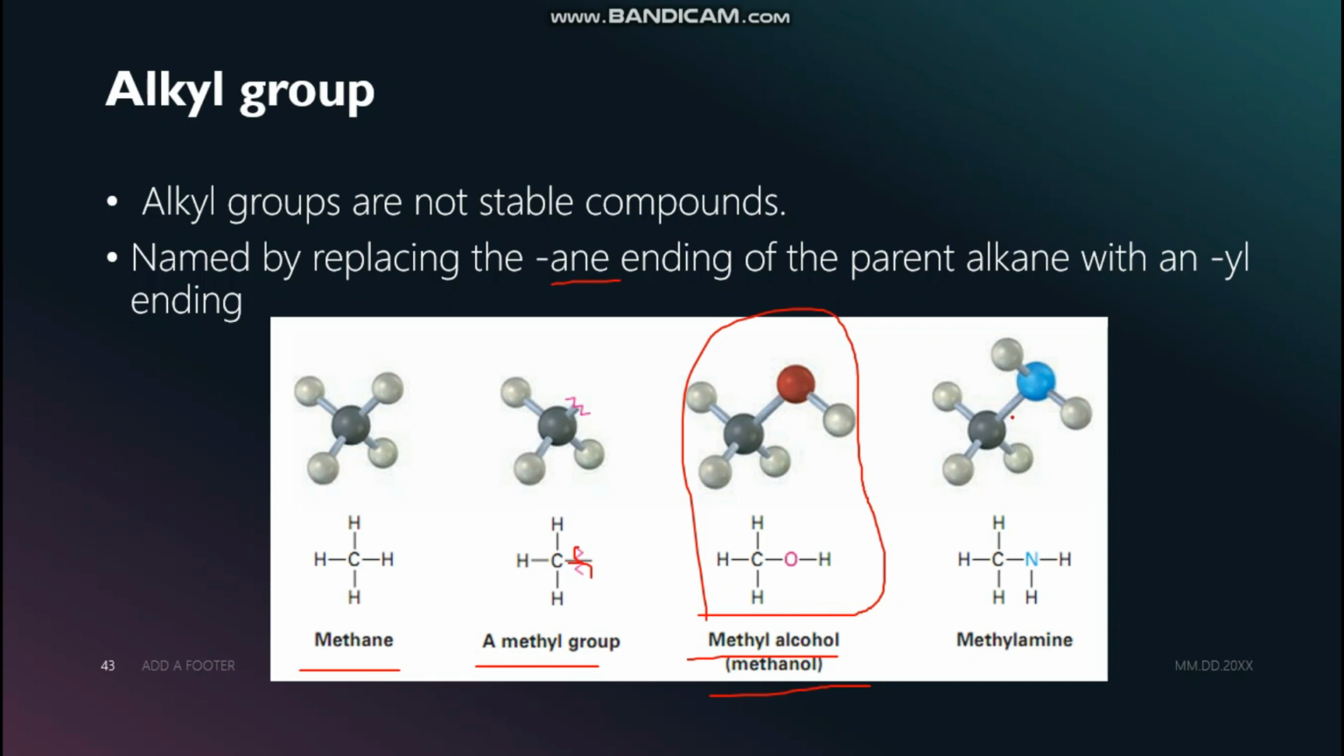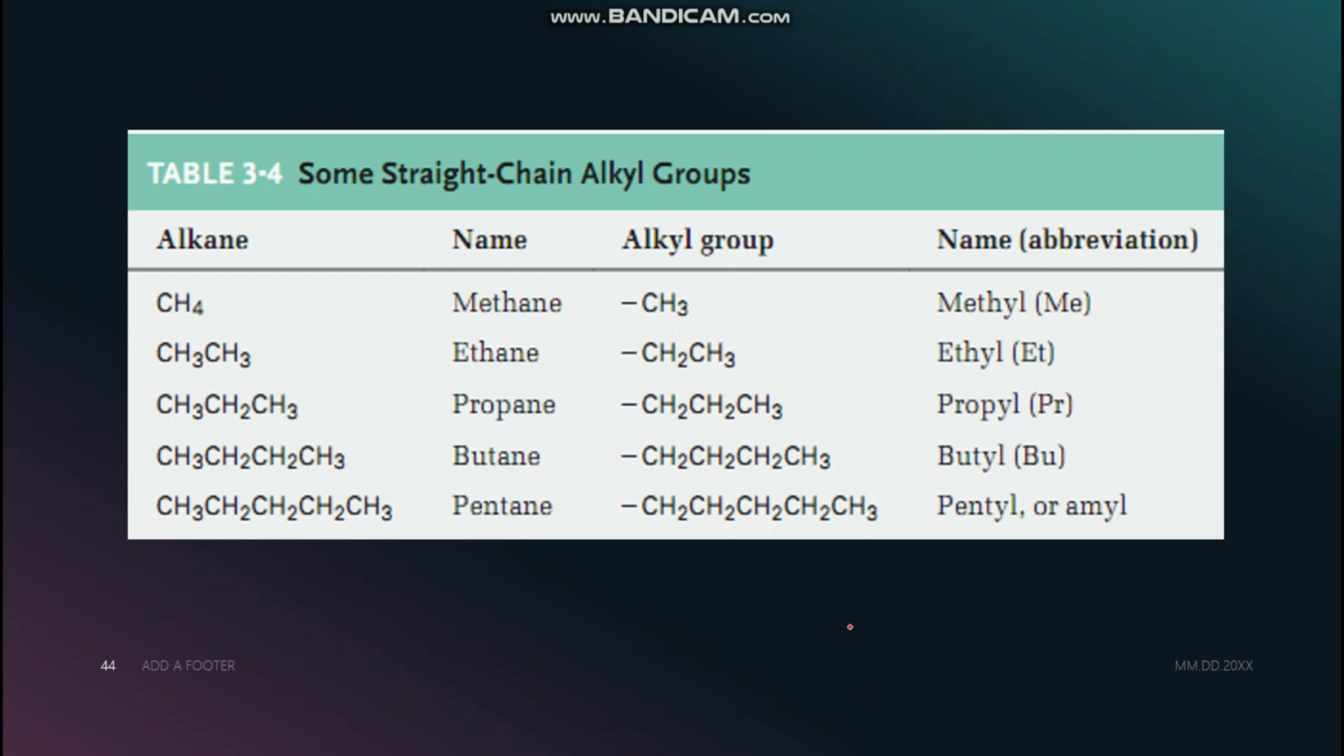Okay. So we can add an amine group, NH2 in this case. So this is a methylamine. So that's the alkyl group. Merong butyl, propyl, pentyl, ganyan. So and so on and so forth. Now here are some of the straight chain alkyl groups. So methyl, ethyl, propyl, butyl, and pentyl or amyl. Okay. Ayan.